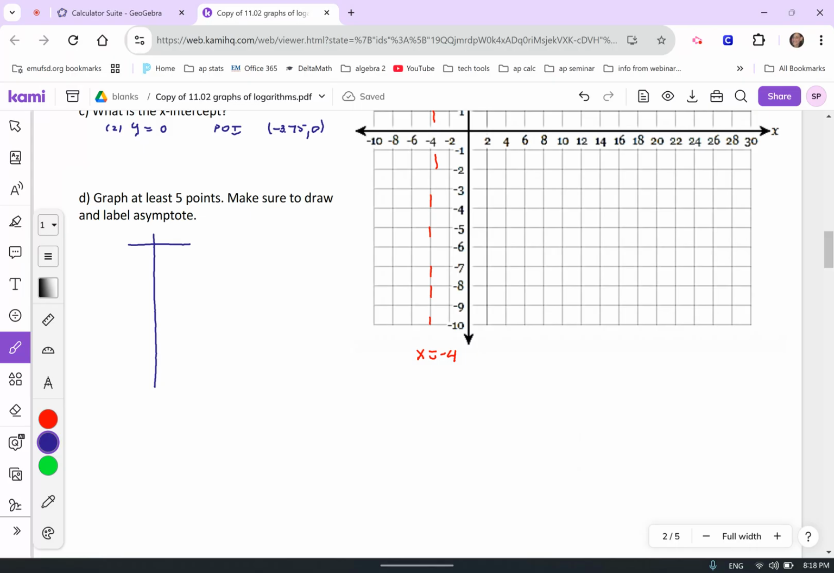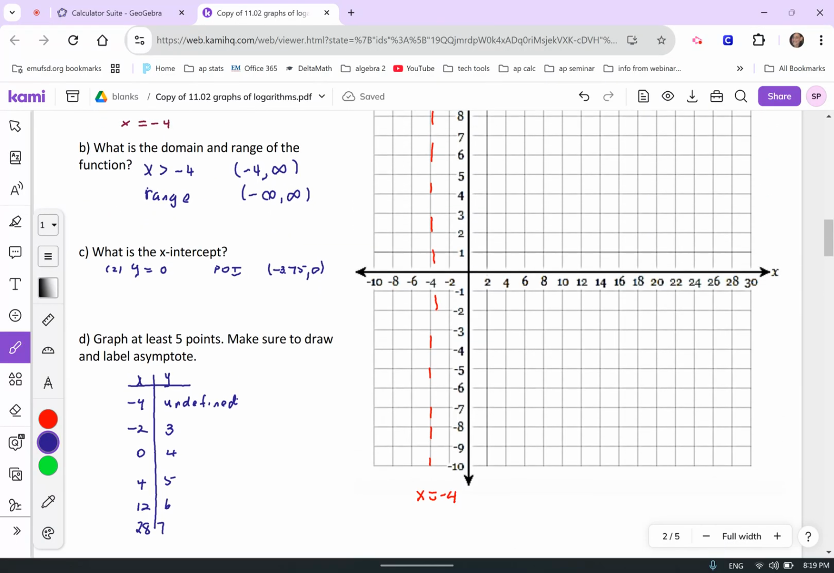Let me just get my notes out so it's a little easier. So here's X, here's Y, and at -4 it's undefined. That's where you're going to put your asymptote. We know that we are going to graph -2, 3 because it was a whole number, then 0, 4, 4, 5, 12, 6, and 28, 7. You want to have at least 5 points excluding the y-intercept when you're graphing. So let's graph these values.